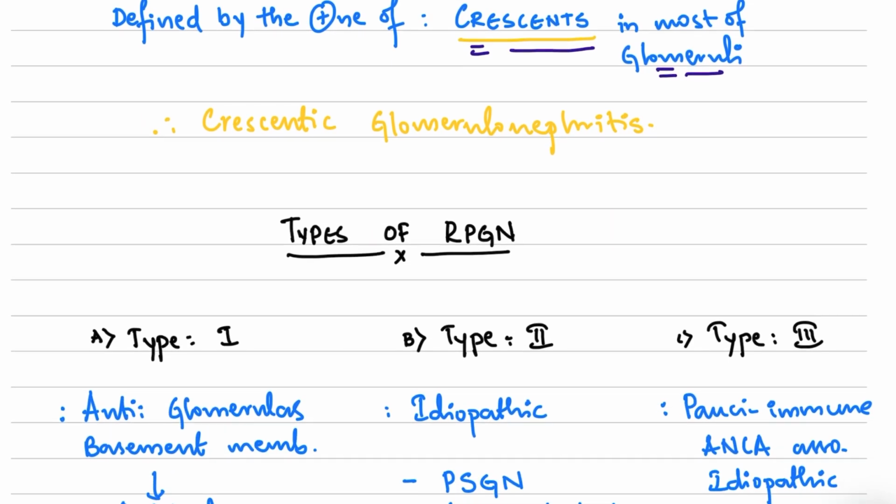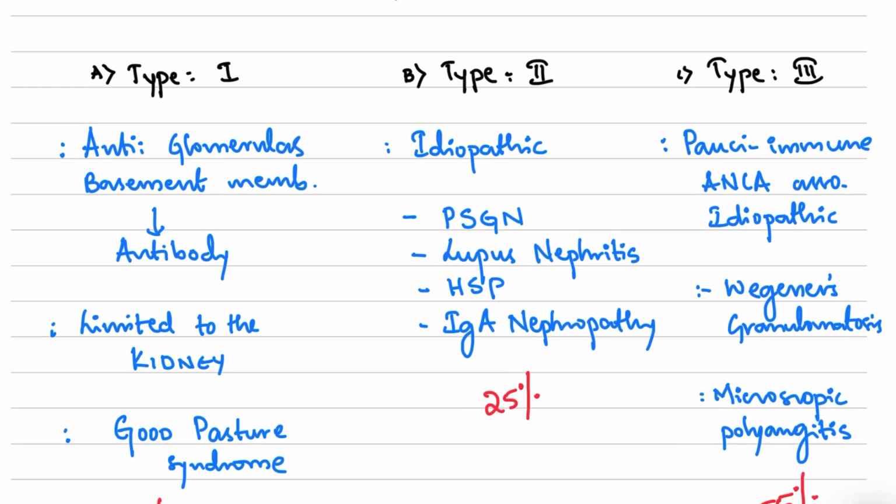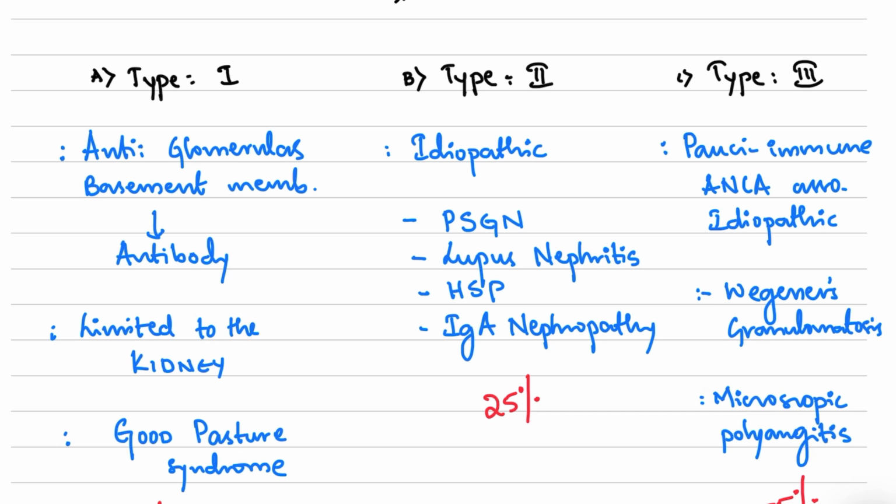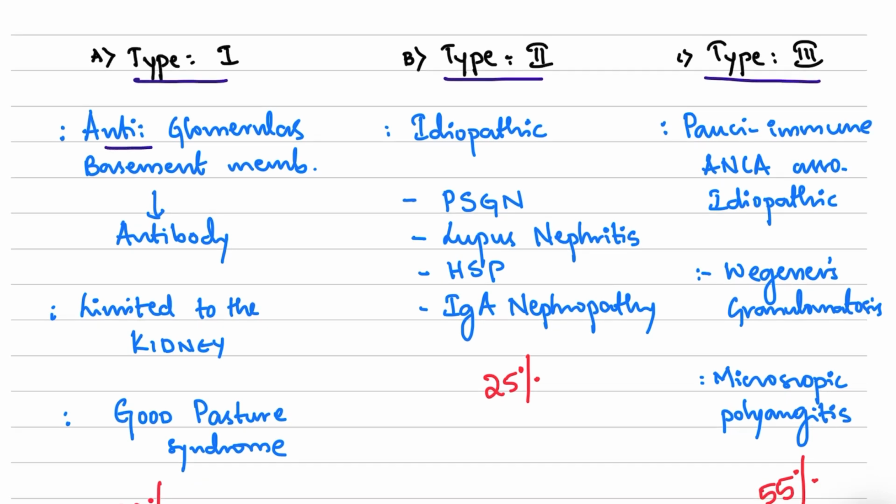So what are the different types of RPGN we have? This is a very important table to understand rapidly progressive glomerulonephritis. We have type 1, followed by type 2 as well as type 3. So what happens in type 1? In type 1, there is anti-glomerular basement membrane antibody formation.